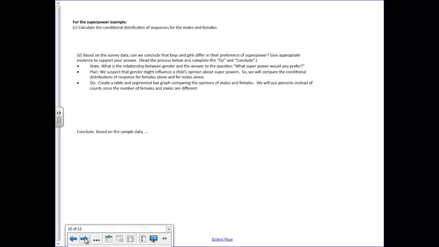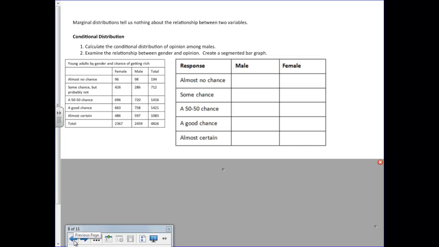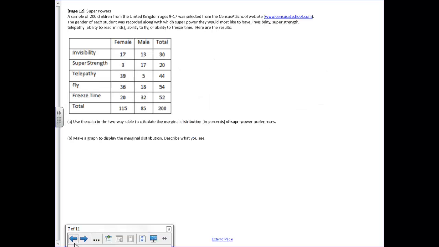For the superpowers example, we've got that data in this packet here. We want to calculate the conditional distribution of responses for your males and your females. And I did not leave you much room to write, but we'll do that up here. Let me flip back. You stay on here and show me your work on here, the conditional distribution, but I'll put the data up here so that you can look at it. This was your data. We want to calculate conditional distribution of responses for males and females.